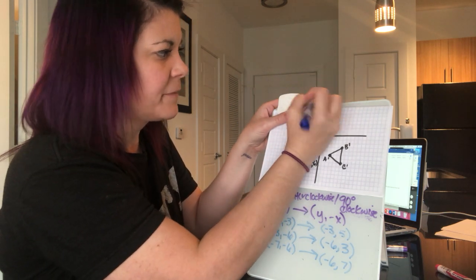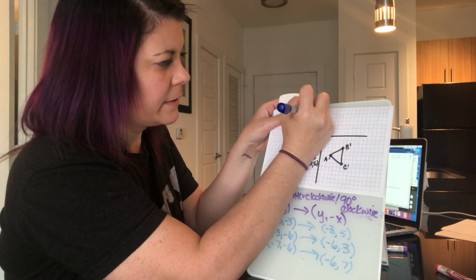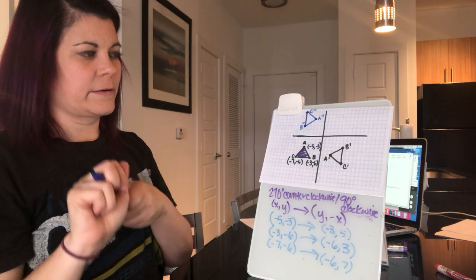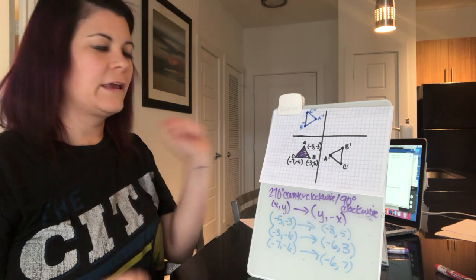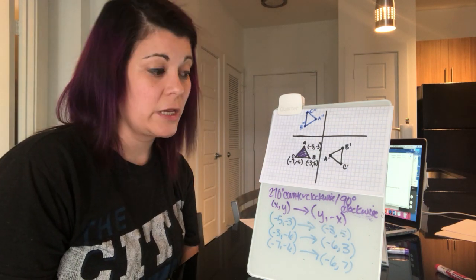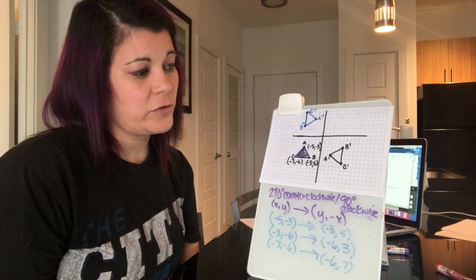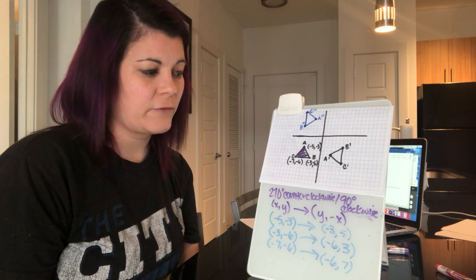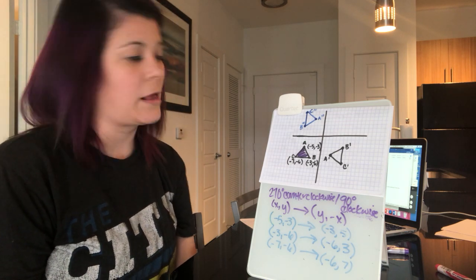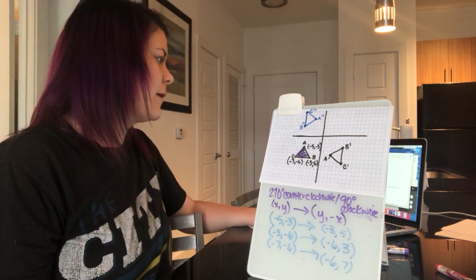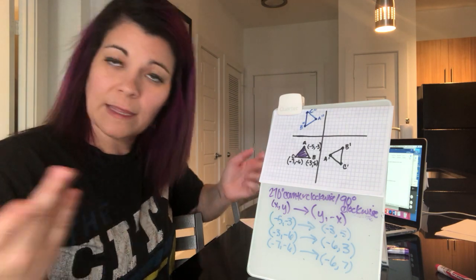C prime prime. And we graph it like that. And that is a 270 degree counterclockwise rotation or 90 degree clockwise rotation. So there you have it. There are your rotations. Thank you for watching.